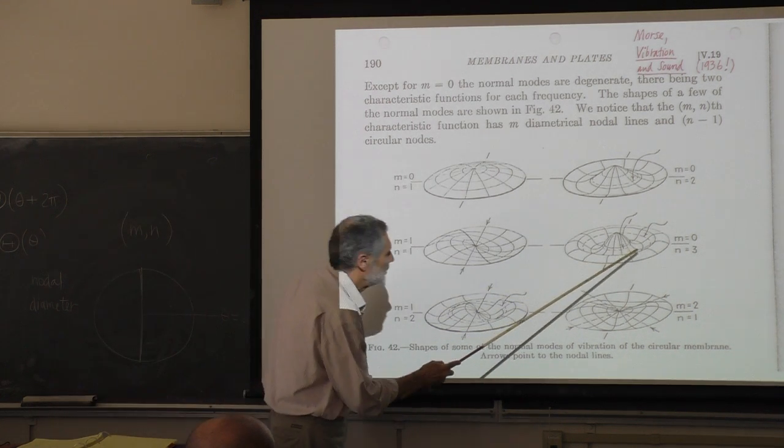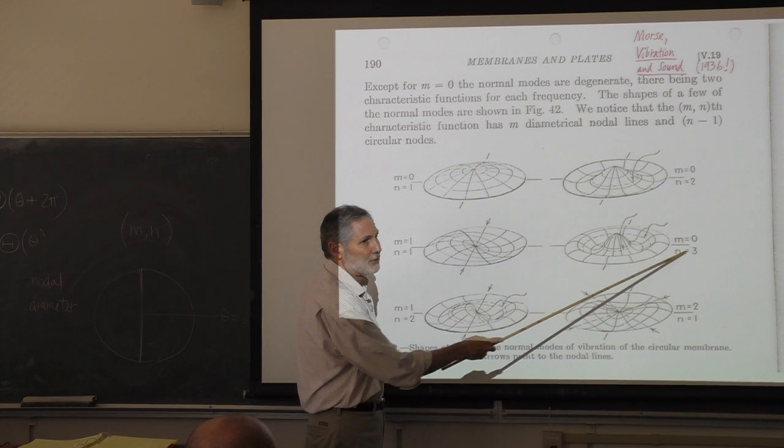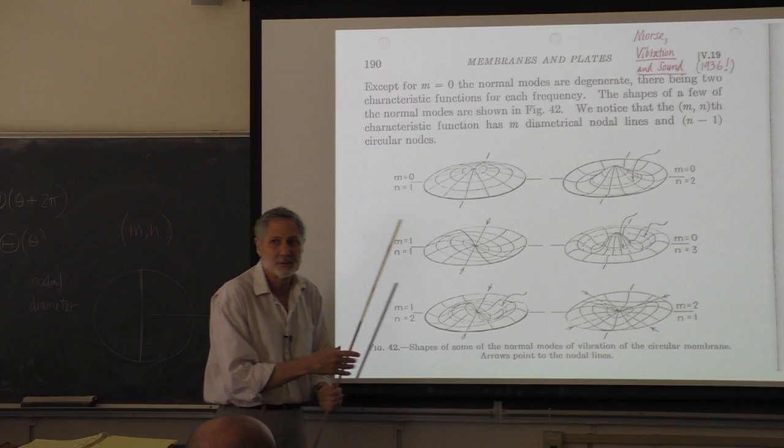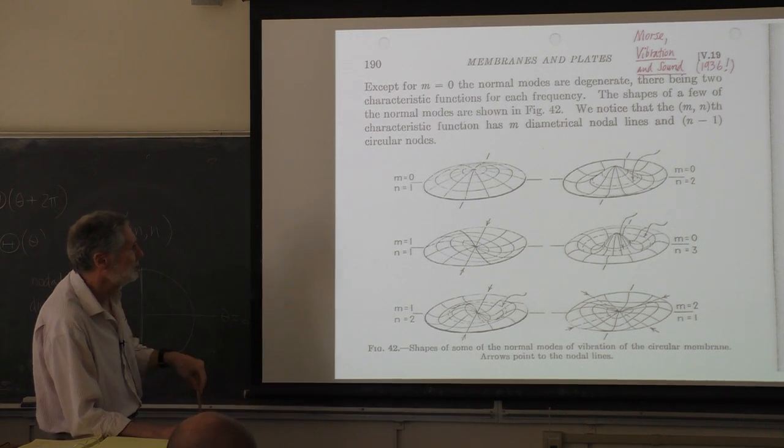And we can do it one more time. Now we get 2 nodal circles for n equals 3. And if you keep incrementing this, you can go to infinity and you just get more and more nodal circles. They just get crammed in there.